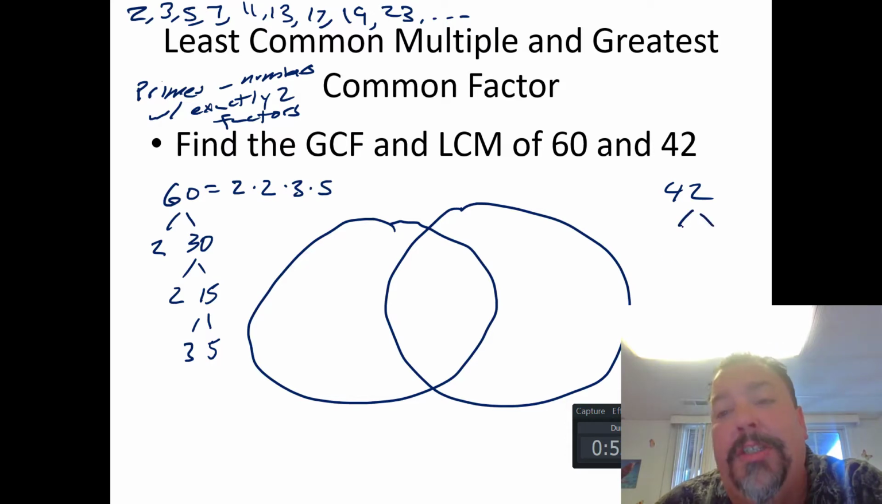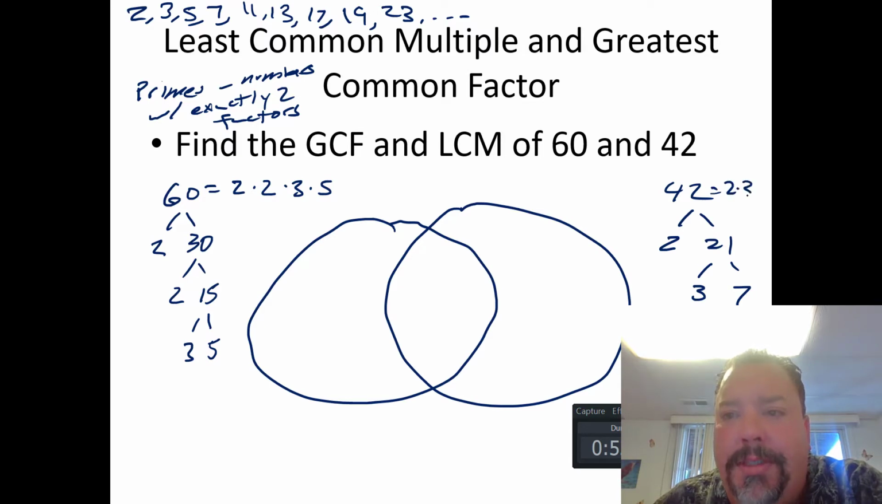You do the same for 42. You're going to break it down into its primes. So it's 2 and 21, and then 21 is 3 and 7. So 42 is 2 times 3 times 7.